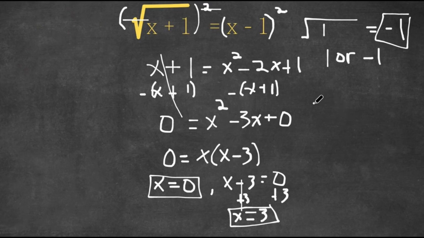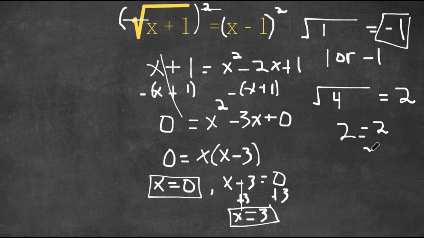Now let's plug in 3. We have the square root of 3 plus 1 is 4 equals 3 minus 1 is 2. Now the square root of 4 is 2, so we have 2 equals 2, and this is right as well.